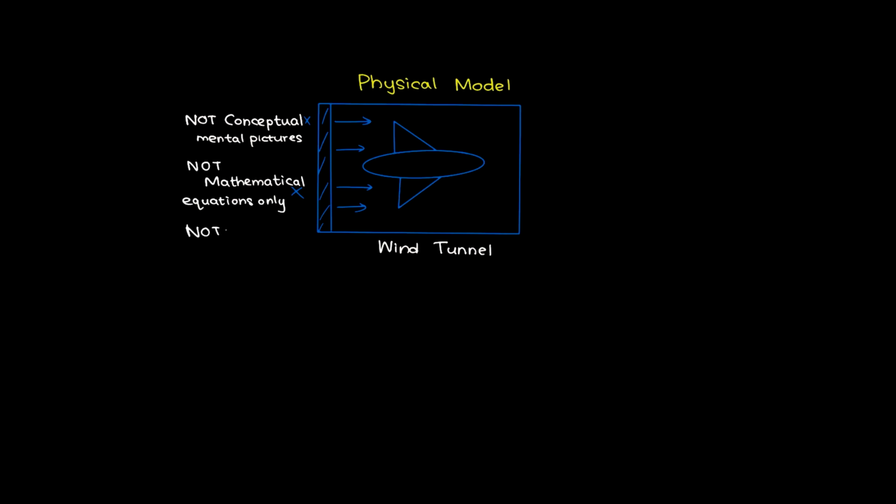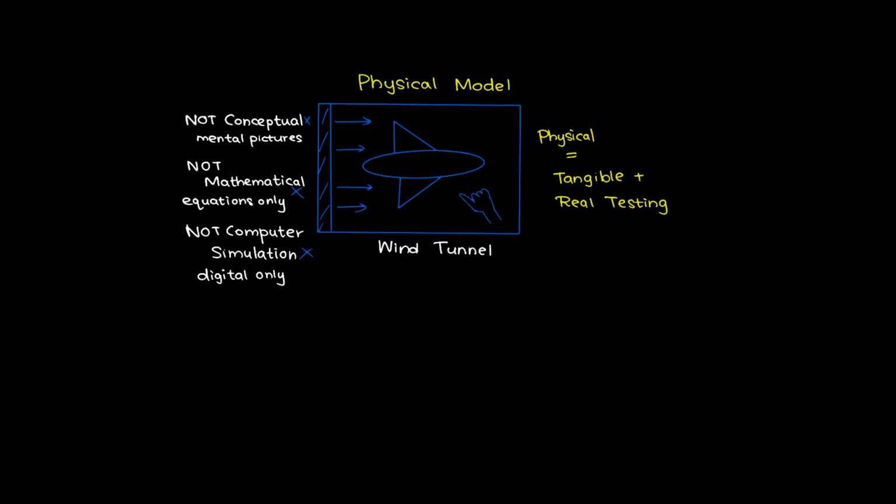And it's not a computer simulation, even though computers might record the wind tunnel data. The key is that the primary tool is a real physical object being tested in real conditions. Physical models let engineers see actual behaviour rather than predicted behaviour. You learn things in wind tunnels that equations might miss.